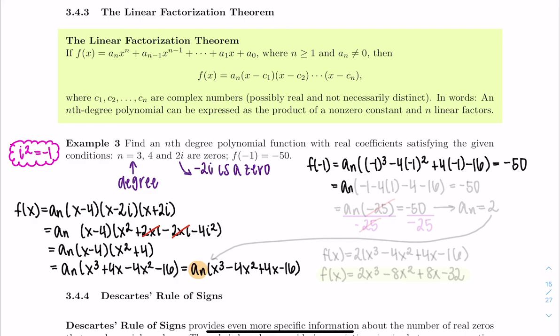And so we have a sub n times negative 1 cubed is negative 1, negative 4 times negative 1 squared, which is 1, plus 4 times negative 1, which is negative 4, and then minus 16 equals negative 50. And so negative 1 minus 4 minus another 4 minus 16 gives me negative 25. And since we're solving for a sub n here, we're going to divide both sides by negative 25.